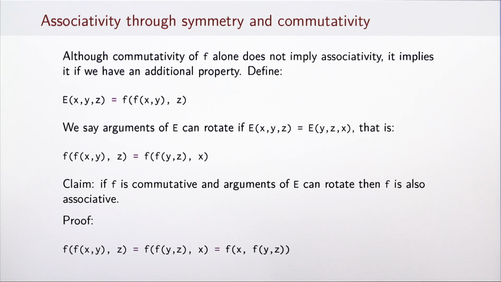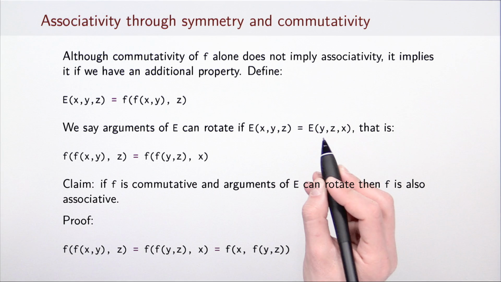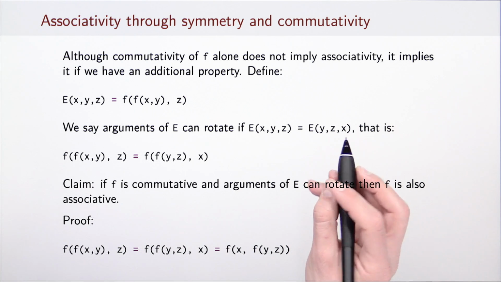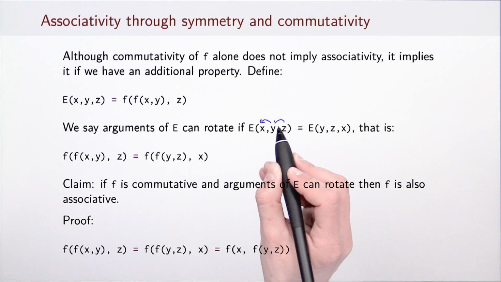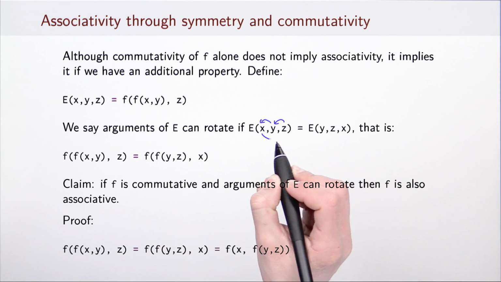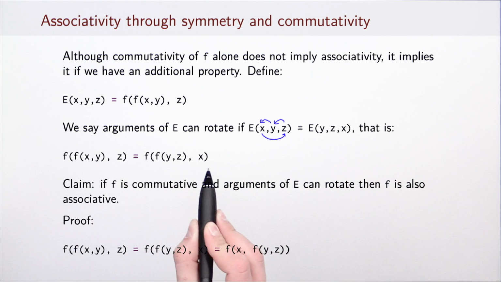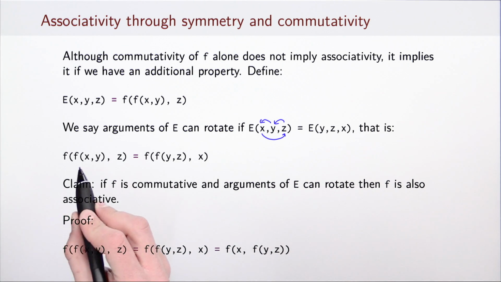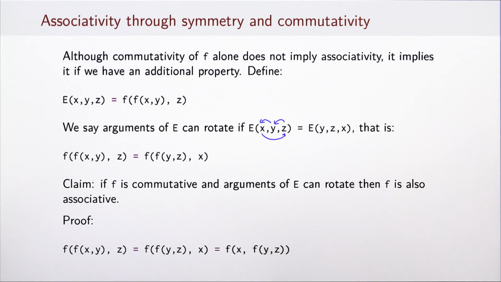We will say that the arguments of E can rotate if E of xyz is in fact equal to E of yzx. So conceptually, y moves to the first position, z moves to the second position, and x then goes to the last position. In other words, the condition we require is the following. Note that this condition has the same shape of application of f, but the names of variables are changing places.